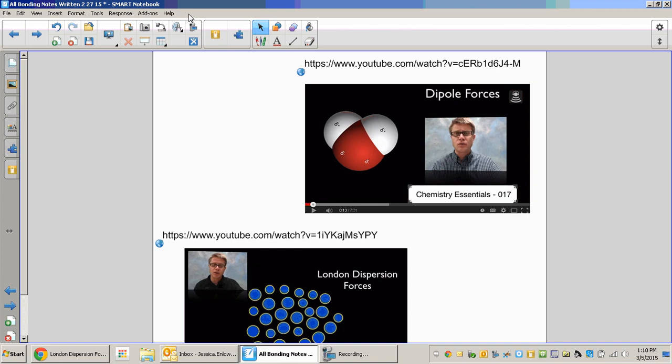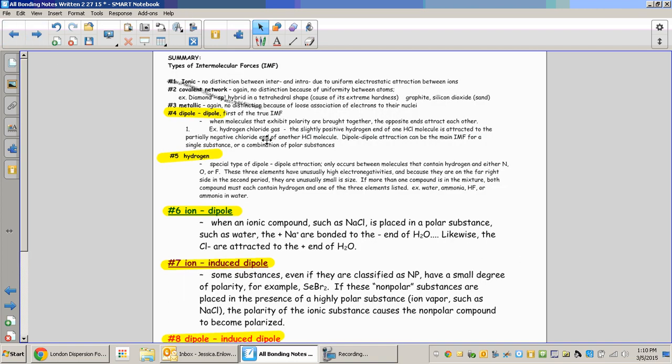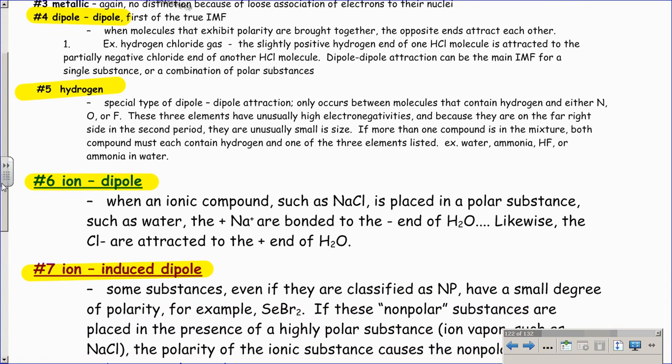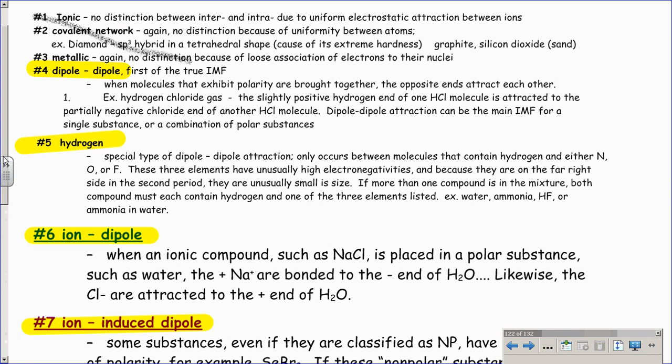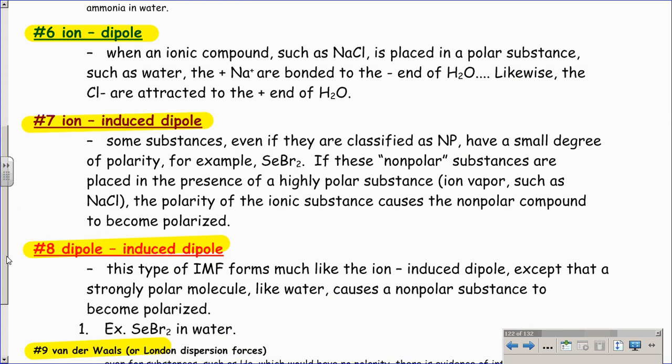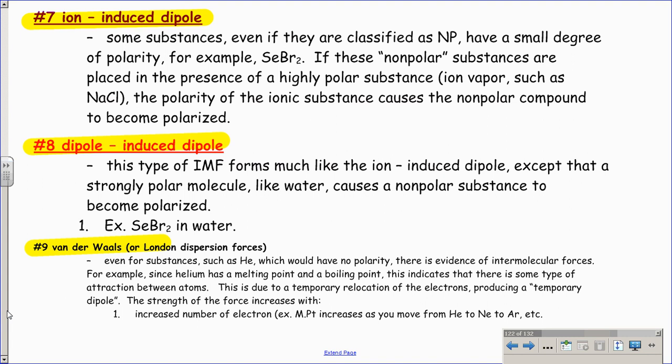Okay, so let's talk about how these relate to physical properties. I'm going to do the dipole one at the end, okay? So this is what I was telling you. Those first ones are not true IMFs. You need to read about these a little bit more if you want to, but we just went over those first two: dipole, hydrogen bonding, ion dipole, ion induced, dipole induced, and van der Waals, which is just temporary dipole, or London dispersion forces. Those I want you to read into some more.